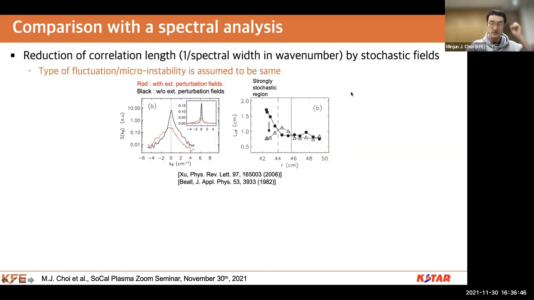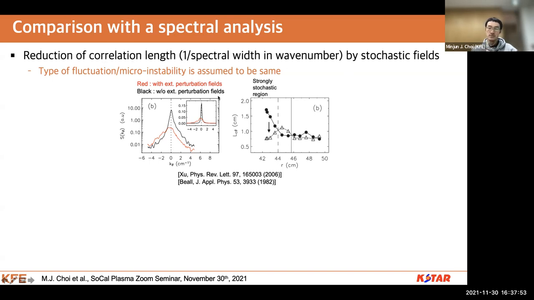Another comparison is a comparison with a spectral analysis. As I explained briefly, the reduction of correlation lengths by the stochastic field was observed in this work using this two-point method. And I will repeat the explanation. So this red line is with external perturbation field, and the black line is without perturbation field, and the reduced correlation lengths, or increased spectral width in the wave number space, is observed with a strong stochastic field. But there is some caution in the spectral analysis, because this spectral width can be affected by a number of factors. And of course, the type of fluctuation or micro instability should be assumed to be the same, not changed, for this comparison to attribute this change as a result of the reduction of correlation lengths.